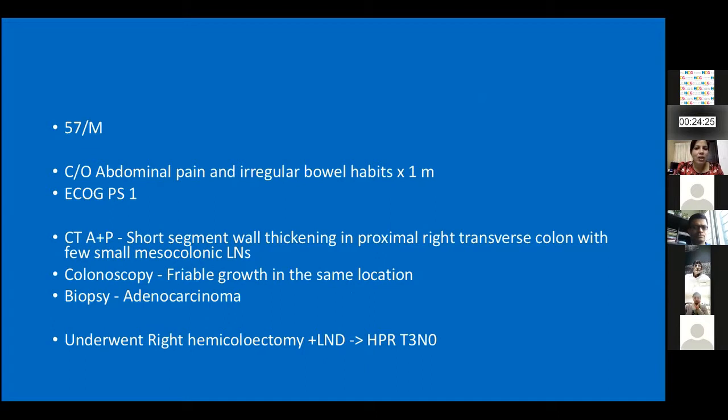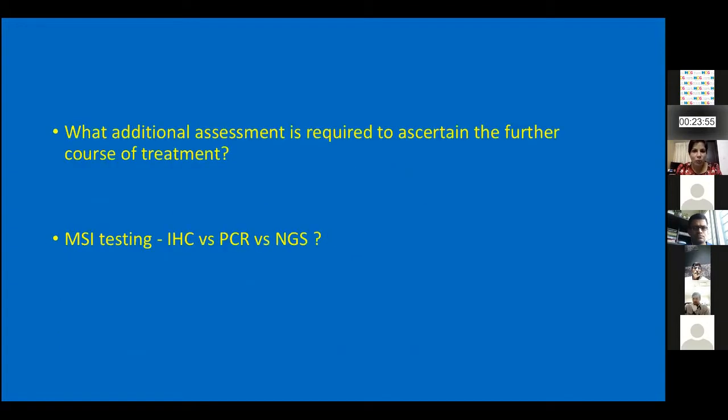First, a case of a 57-year-old male who presented with complaints of abdominal pain and irregular bowel habits. The CT scan showed a short segment circumferential wall thickening in the proximal right transverse colon with few colonic lymph nodes. Colonoscopy showed a growth in the same location, and the biopsy was adenocarcinoma. So he underwent right hemicolectomy with lymph node dissection, and the histopathology is T3N0.